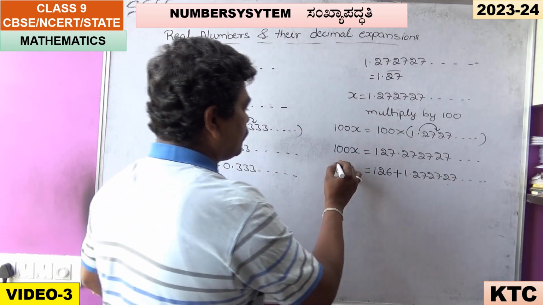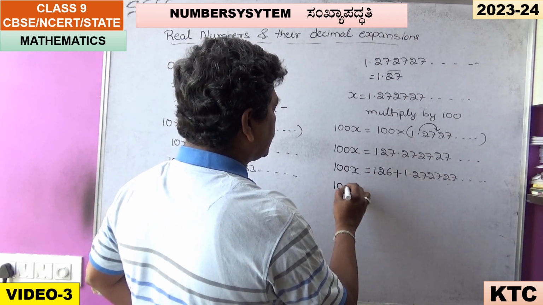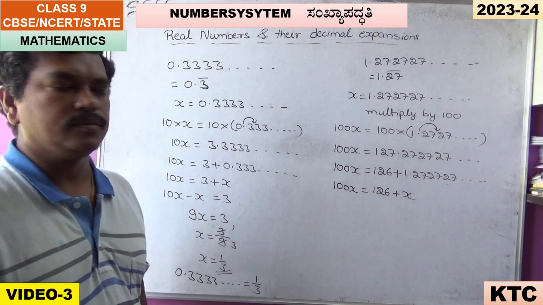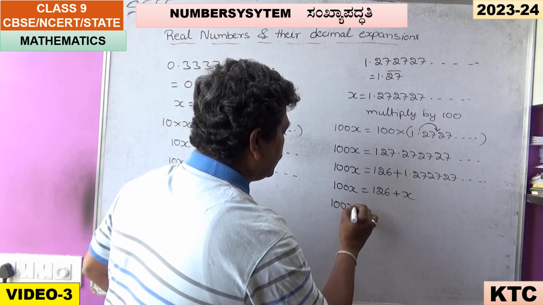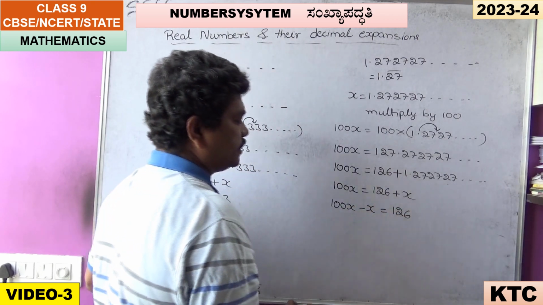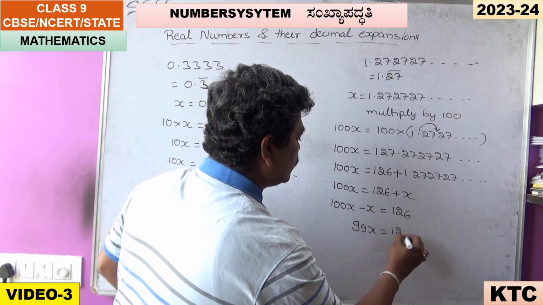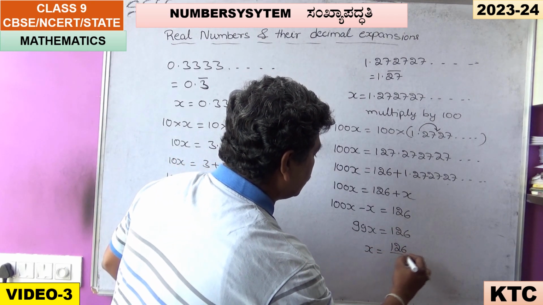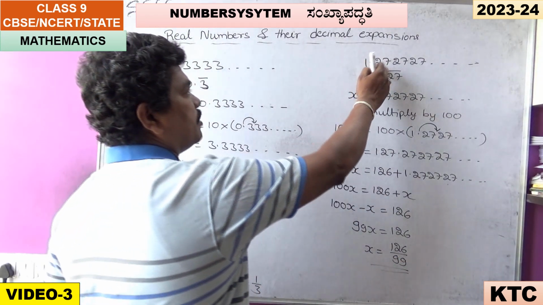So you observe here, 100x is equal to, you put this as x. 100x is equal to 126 plus x, because x is equal to 1.2727. So now we observe this one, 100x. You have to transfer x to the left hand side. 100x minus x is equal to 126. So 100x minus x means 99x is equal to 126. So here x is equal to 126 divided by 99. So this is the rational number for the decimal expansion of this one.